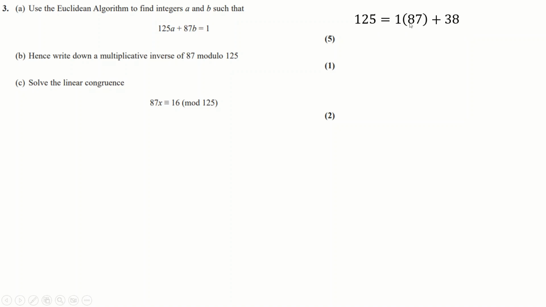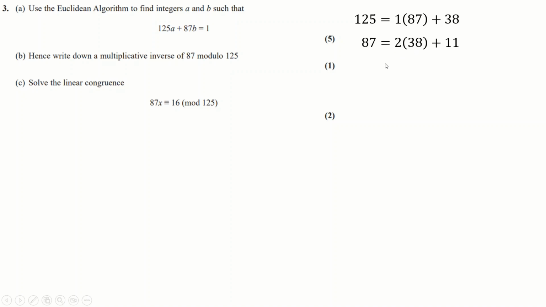So 125 take away 87 is 38. That's too small to take away another 87, so you just leave it as 38. Then you repeat the procedure with the number you were taking away, and the new number you got. So how many 38s can you take away from 87? Well, you can take away 2 of them before you get down to 11, which is too small to take another one away. So this is the remainder. You can also think of it in terms of division: 87 divided by 38 goes twice with 11 left over.